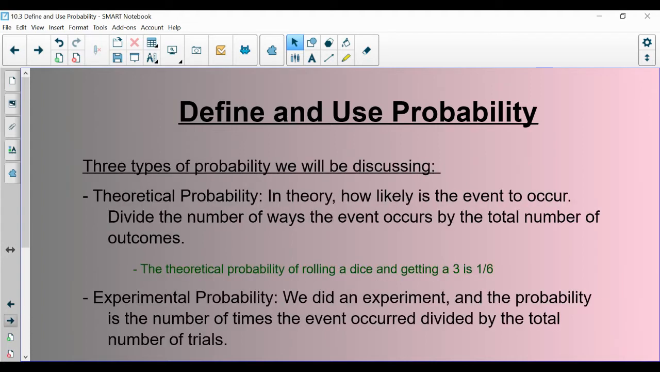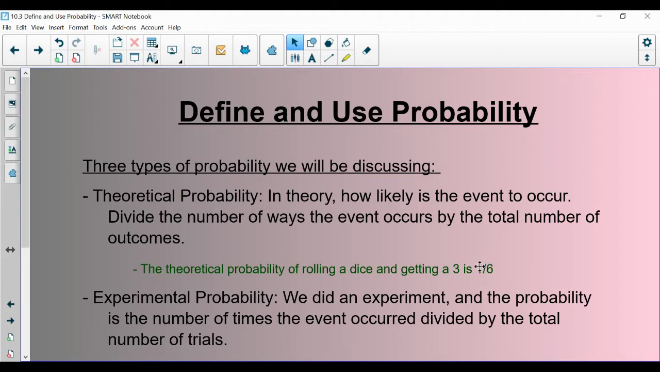Like I said, I think you guys know this. We will be looking at 3 different types of probability in this 10.3. One of them is theoretical probability. This is to say, in theory, how likely is a given event to occur. So we know that the likelihood of rolling a 3 when we roll a dice would be 1 out of 6, because for every 6 dice rolls, we would expect one of them to be a 3.